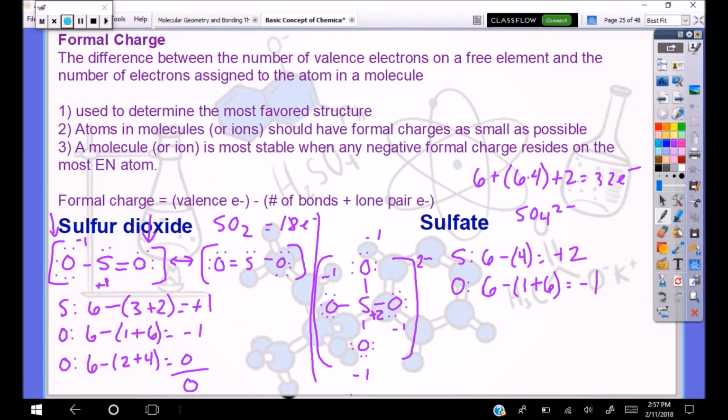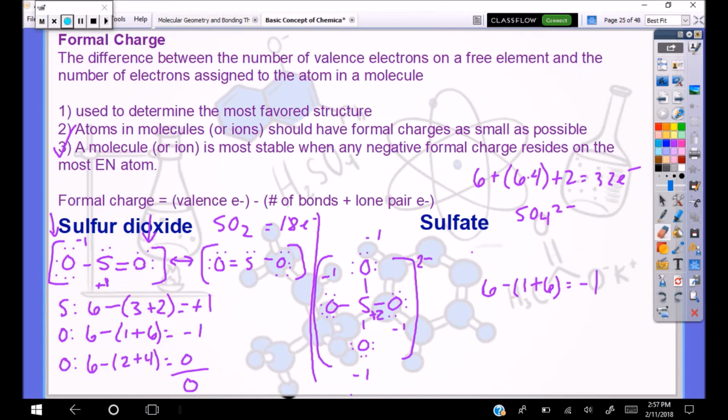So the good news is this criteria is satisfied. A molecular ion is most stable when any negative formal charge resides on the most electronegative atom. That is true. The issue is that atoms should have the smallest formal charge possible. A +2 formal charge is pretty large in comparison. We don't really get much larger than +2. It happens, but not very frequently. We could actually draw something that's a little bit more stable than this. And it's going to be weird because we have to consider one of our exceptions to the octet rule.